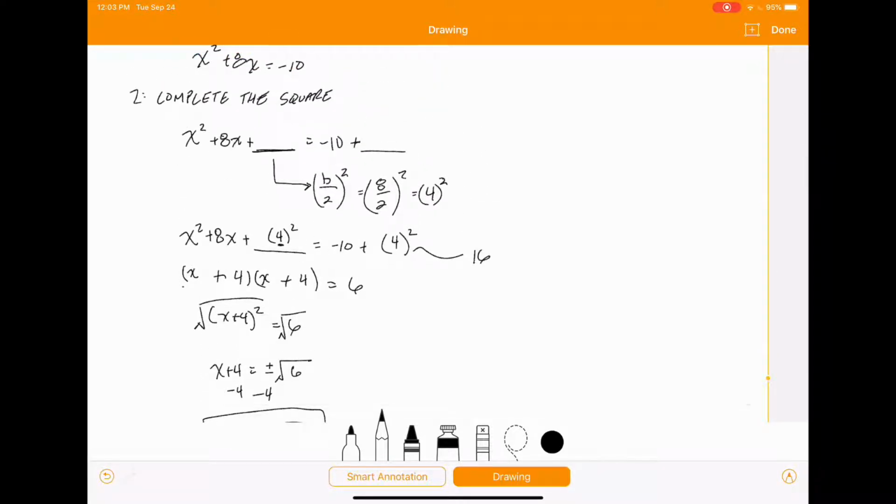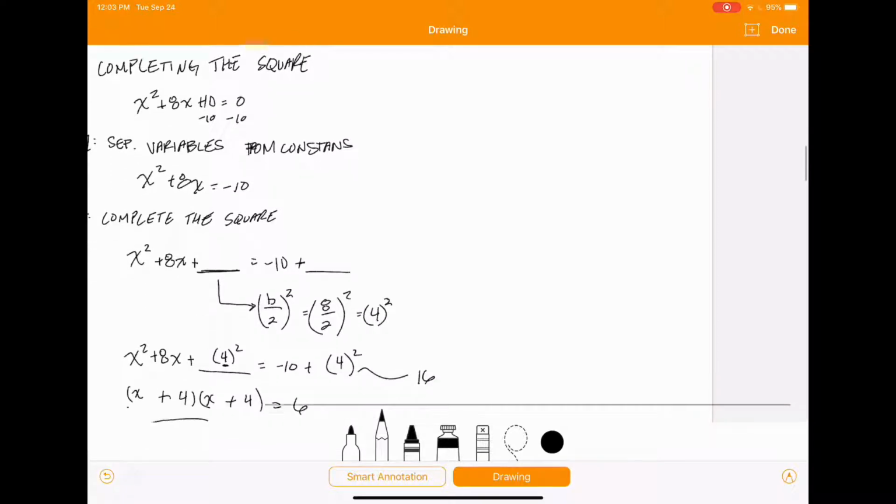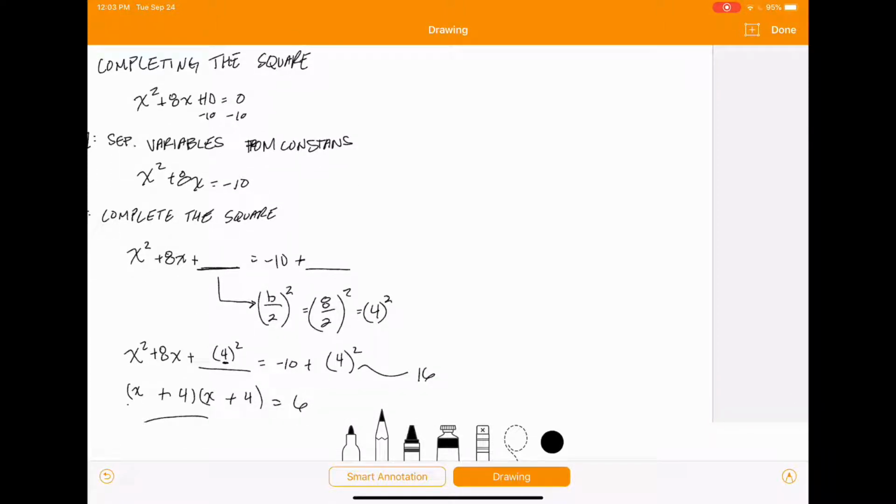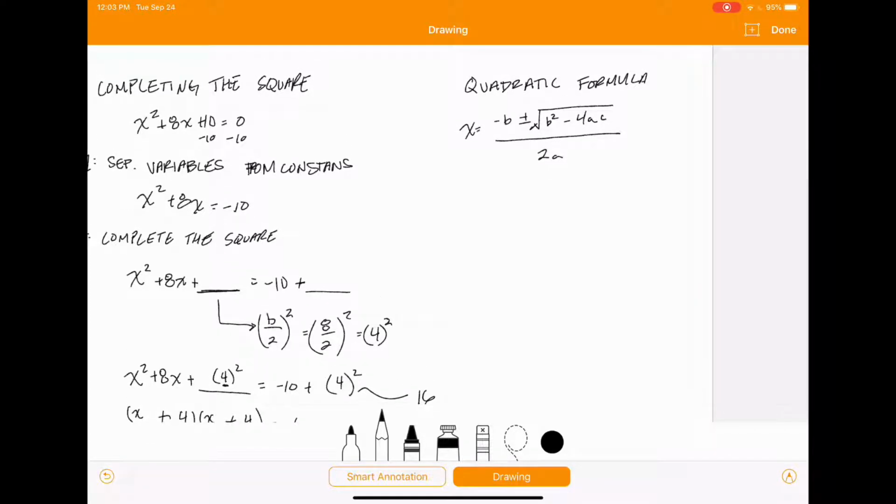So that's that. And then finally, the last method you can use for solving quadratic equations is to use the quadratic formula, which is given as x is equal to the opposite of b plus or minus the square root of b squared minus 4ac, all over 2a. And then we'll just use this example here to show that we're going to get the same answer either way.